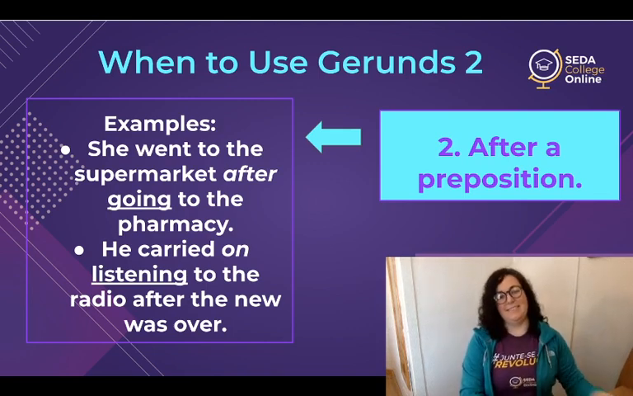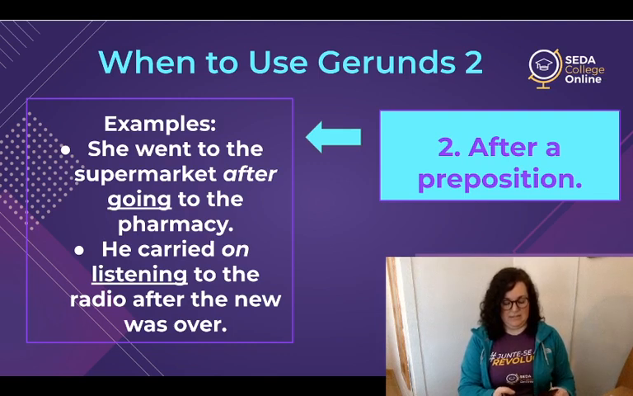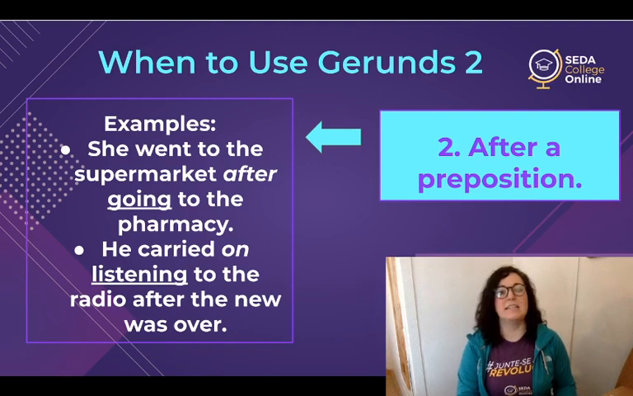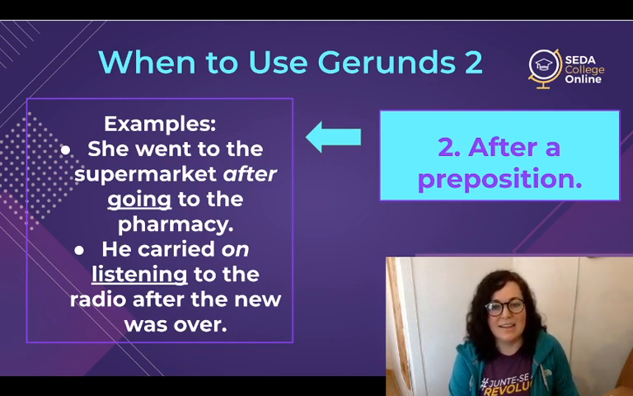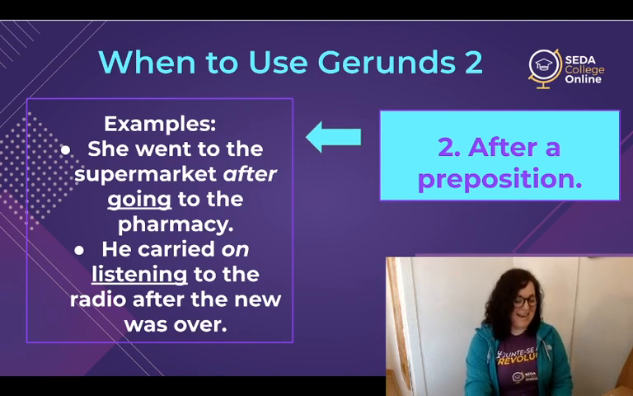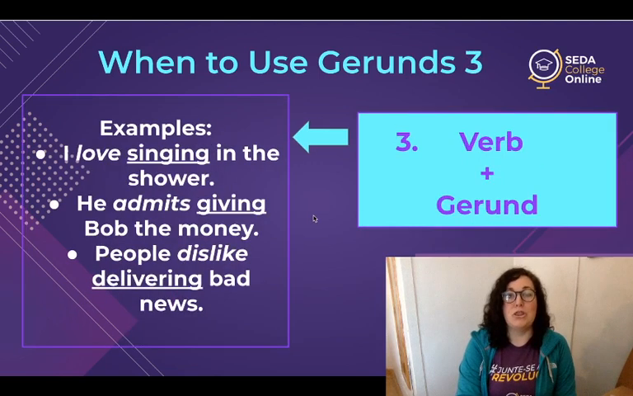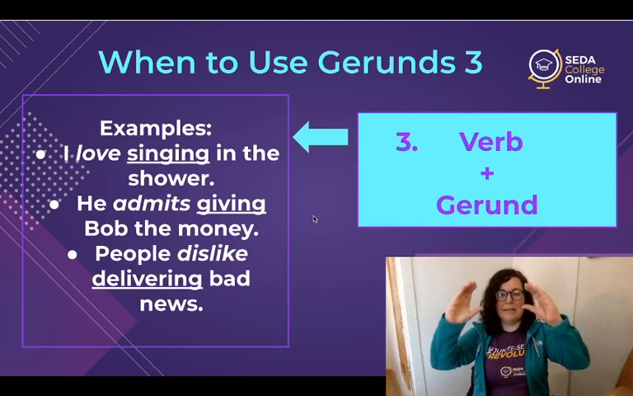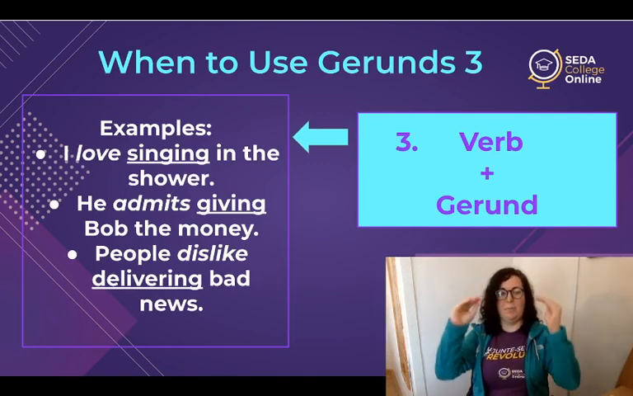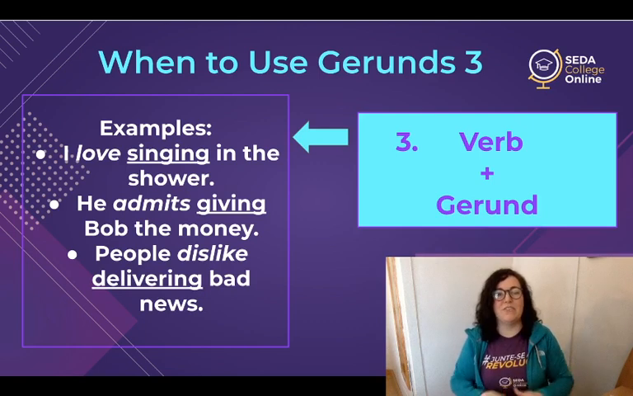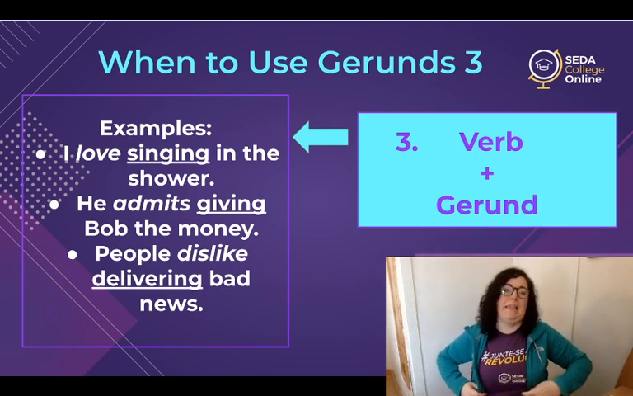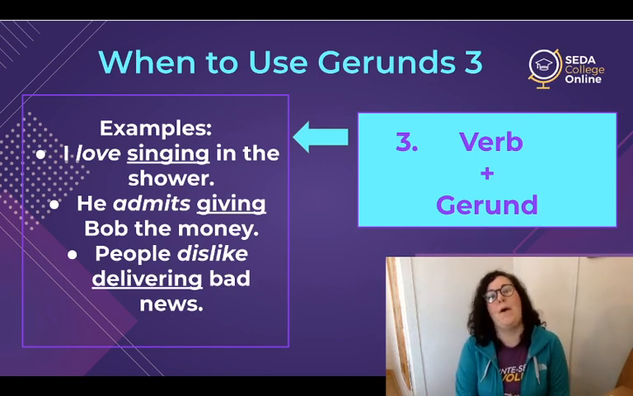Okay. Alrighty. Let's see what you got. Yep. It looks like everyone's getting it. Great. Okay. When to use gerunds, part 3. You can take a verb and add it to the gerund. Verb plus gerund. Okay. And there's some specific verbs that I've isolated for you in the next slide so you know how to do it.